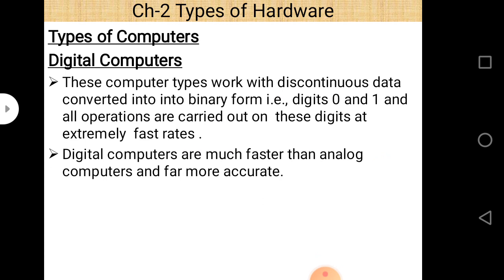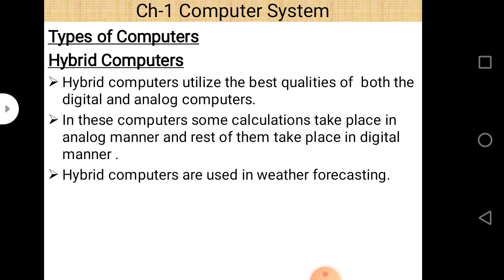Next are hybrid computers. Hybrid computers utilize the best qualities of both digital and analog computers. In these computers, some calculations take place in an analog manner, and the rest take place in a digital manner. An example is weather forecasting. Sometimes it is asked in an examination what is an example of a hybrid computer. Weather forecasting is an example of a hybrid computer.